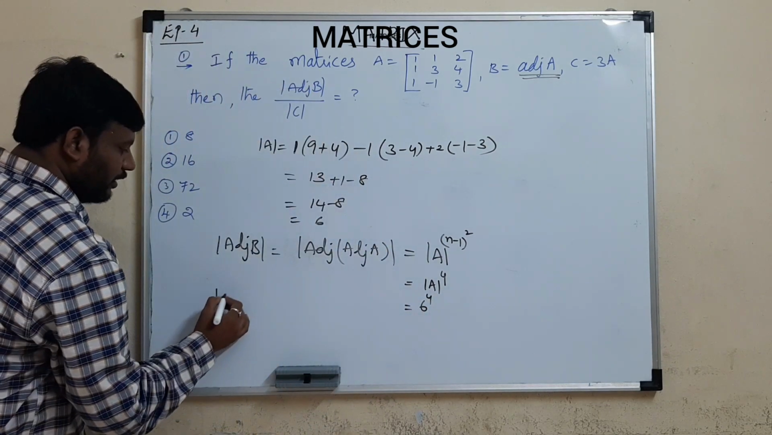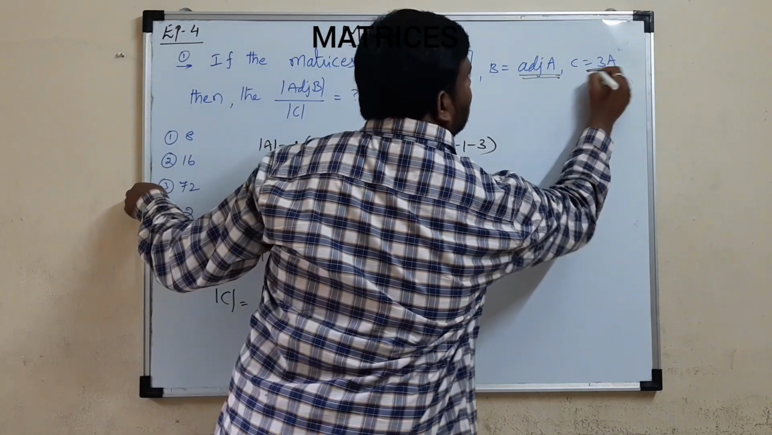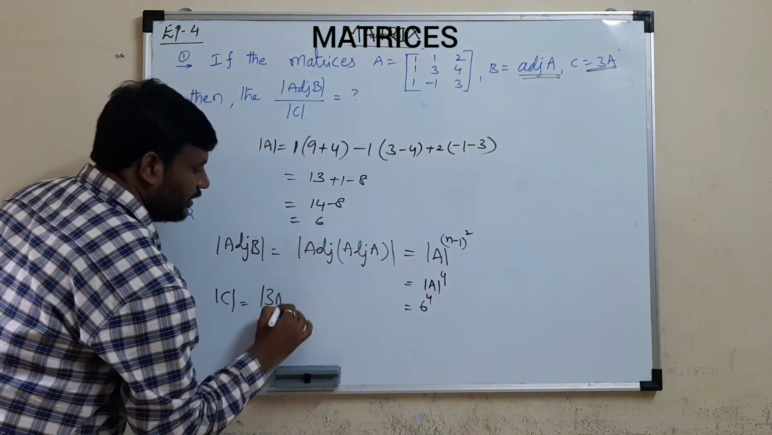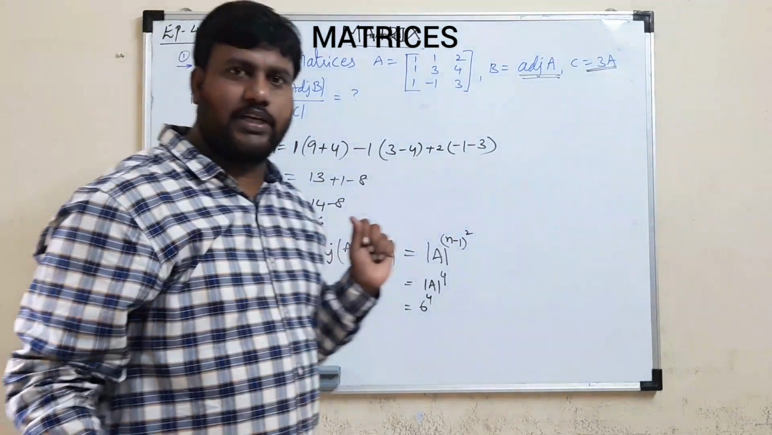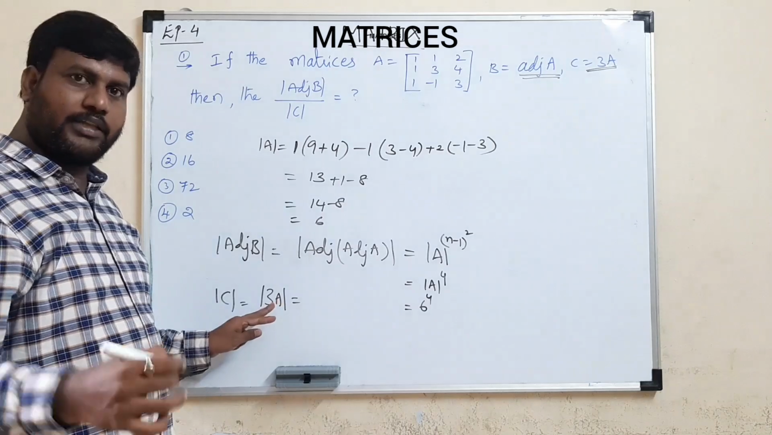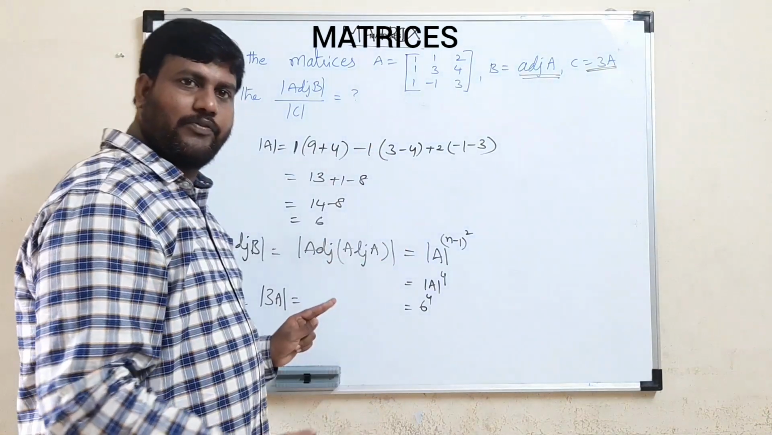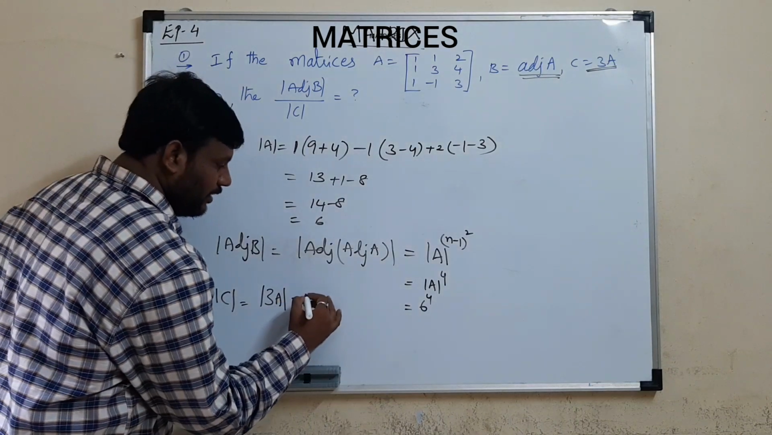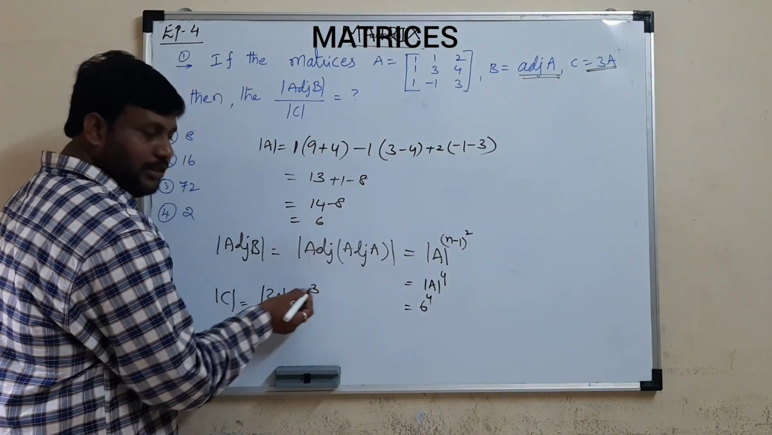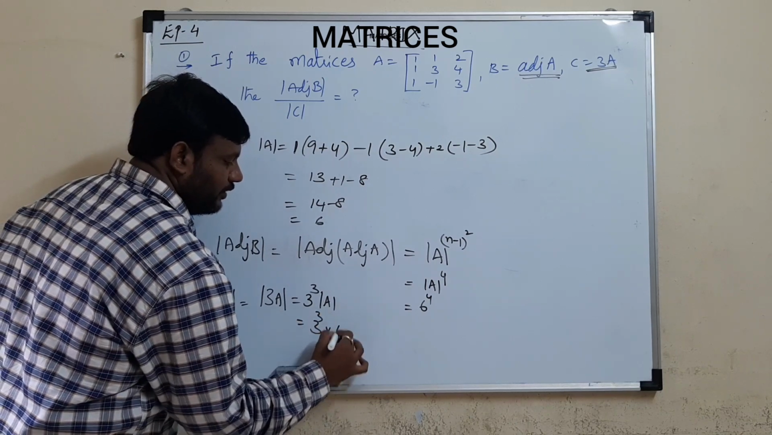Now for the denominator, det C. What is C actually here? It is 3A. So I have to replace C with 3A, det 3A. You know the properties of determinant, right? Det of kA, when the order is 3 by 3, the scalar comes out as k to the power of the order, that is 3 cube, because the order is 3 by 3. So 3 cube det A, and det A is nothing but 6.